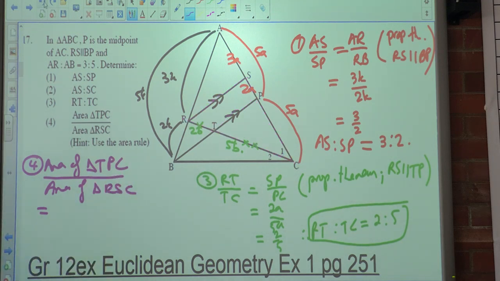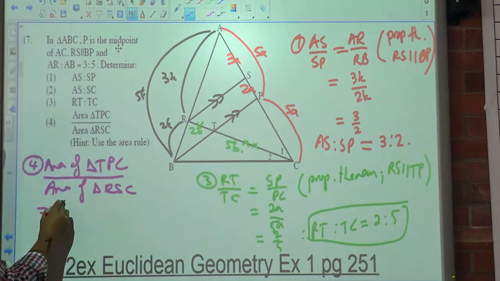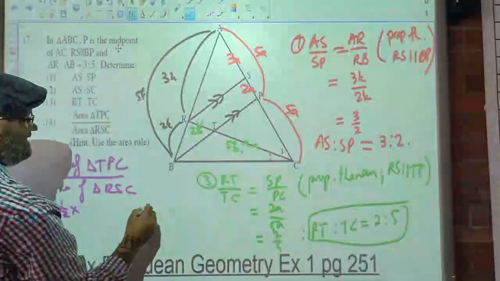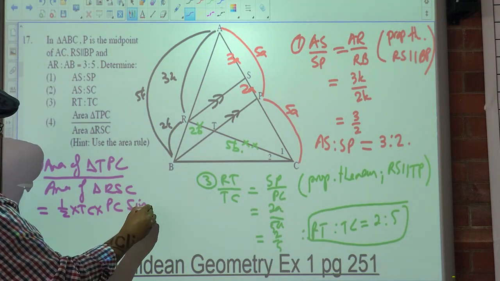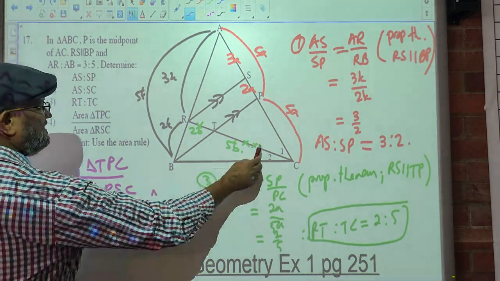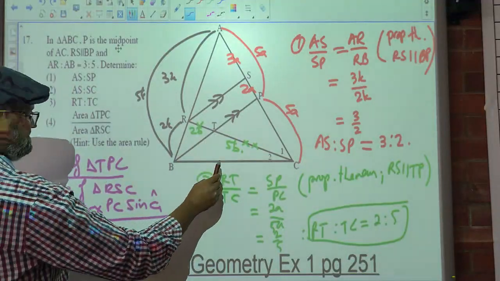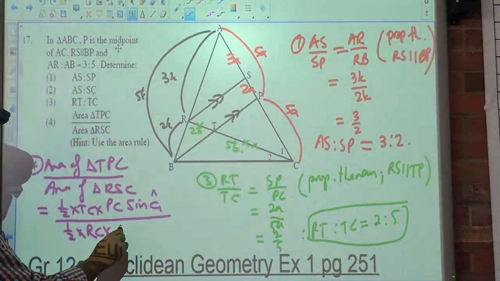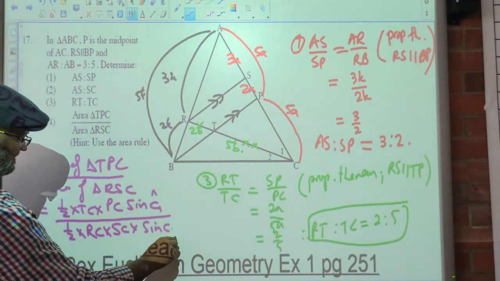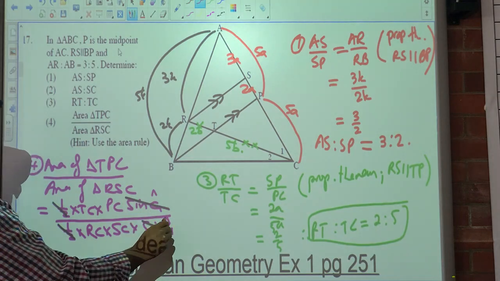Since it's a non-right angle triangle, I'm going to use the area rule. Okay. So the area of TPC, which is this triangle here, is going to be half TC times PC sine of angle C1, over, now the big triangle, which is SRC, will be half times RC times SC times sine of that common angle C1. So what happens is that cancels there. So what are we left with?